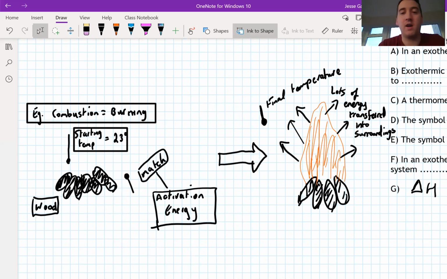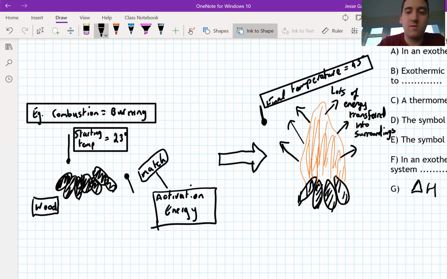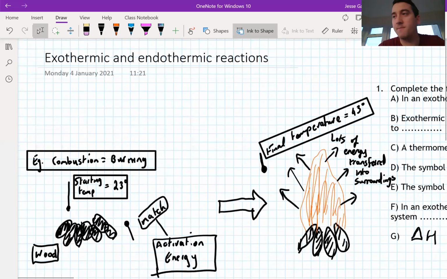Well, it's going to be higher, because heat, or energy, is being transferred to the surroundings. So the final temperature of the surroundings is going to have gone up. Let's say the final temperature is 43 degrees. So say it's gone up by 20 degrees. It's heated the surroundings by 20 degrees. Now, I don't know why this is not drawing as well as it normally does. I apologize about this. There we go, that's better. Final temperature, 43 degrees.